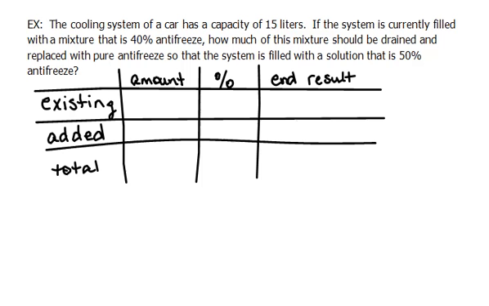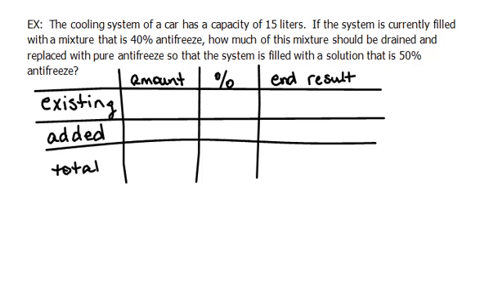This problem is talking about the antifreeze in a car radiator. So it says the cooling system of a car has a capacity of 15 liters. That's telling us the total amount that we're going to have at the end. If the system is currently filled with a mixture that's 40% antifreeze, how much of this mixture should be drained and replaced with pure antifreeze so the system is filled with a solution that is 50% antifreeze?